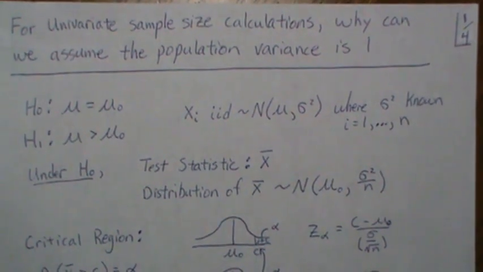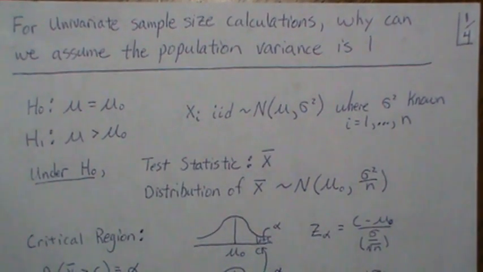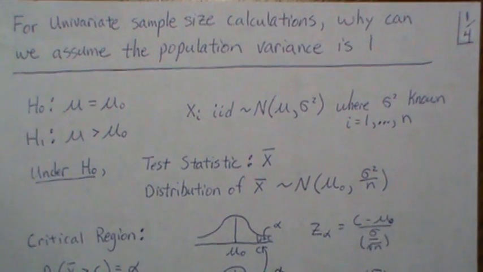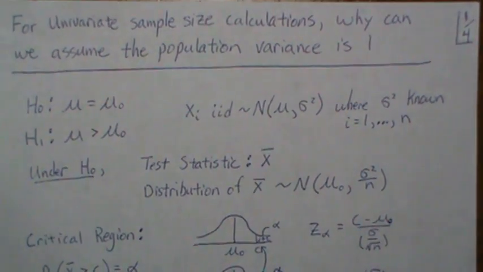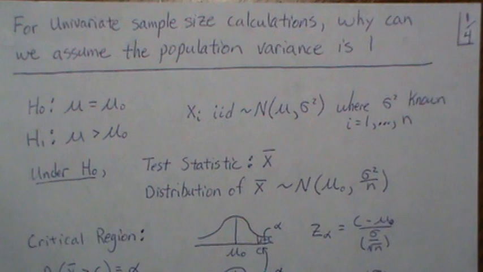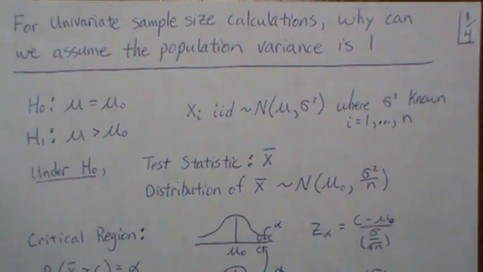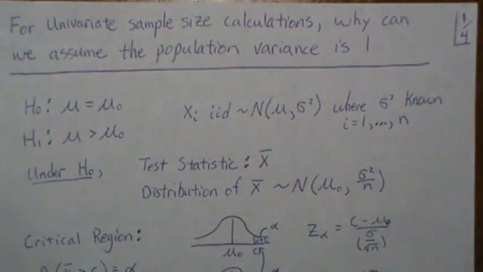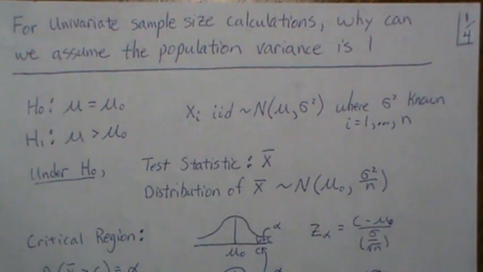Hello, in this video we're going to look at why we can assume the population variances are 1 when we're calculating sample sizes for means or mean vectors. And this is when the variances are known and unknown.